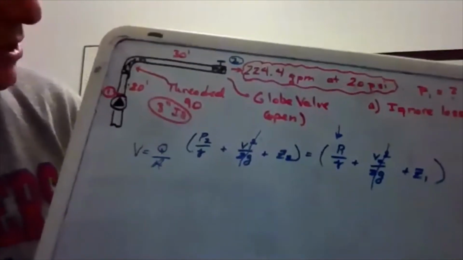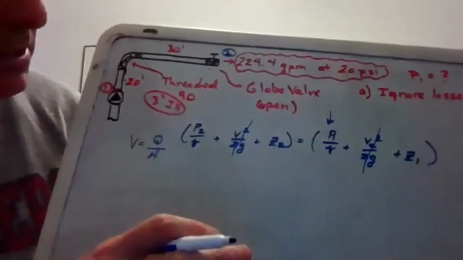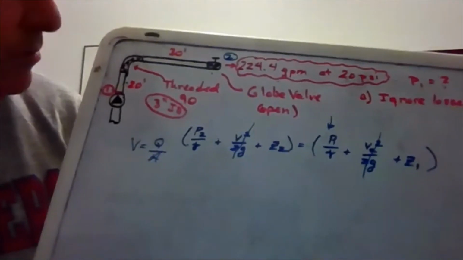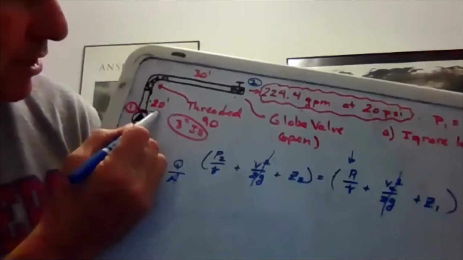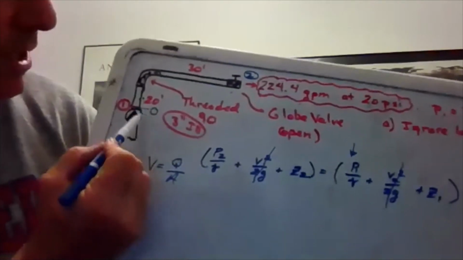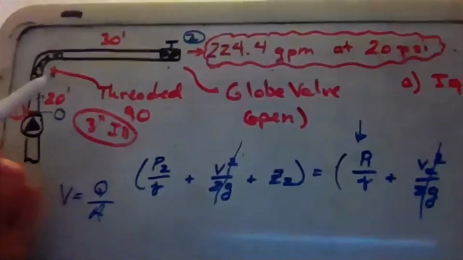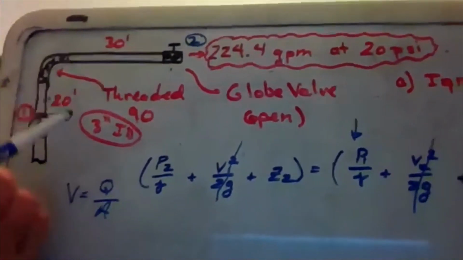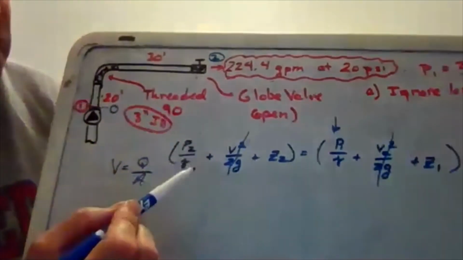Okay, what about Z1 and Z2? That's height, or that's elevation. Well, we can set the elevation to be 0 anywhere we want. And I think the smart thing to do would be to set the elevation right here at this first point, and then, ignoring that my drawing's not very good, saying, look, an elbow is going to be small compared to 20 feet of pipe. Basically, we're going to say that Z2 is equal to 20.